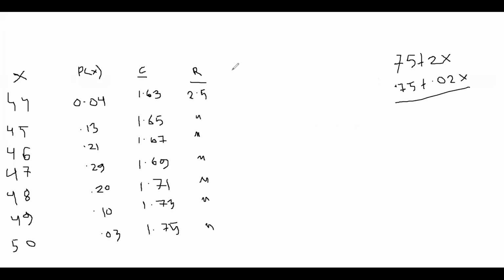Then I will create the column profit here. I'll call it prof. It already says in the question that profit is revenue minus cost. Even though it doesn't say it, you should know that profit is revenue minus cost. So 2.5 minus 1.63, you will get the first profit, which is 0.87.